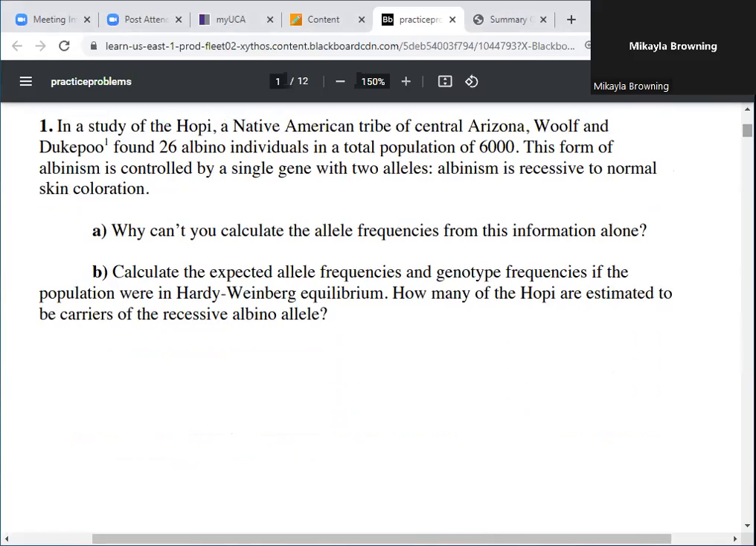It's data from a study of a Native American tribe in central Arizona called the Hopi. Now, this is going to revolve around Hardy-Weinberg, so think about this for a minute. How likely are the Hopi to be in Hardy-Weinberg equilibrium for any given gene? Well, first of all, this particular study looked at a population of about 6,000, so that population is pretty large. Okay, with me so far? So on count one, it's pretty big.